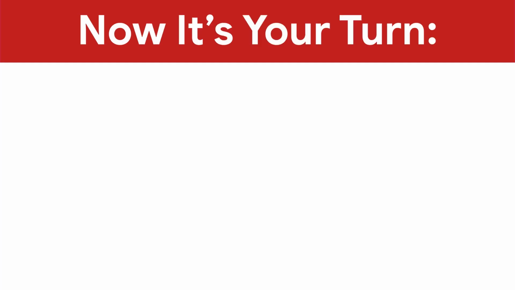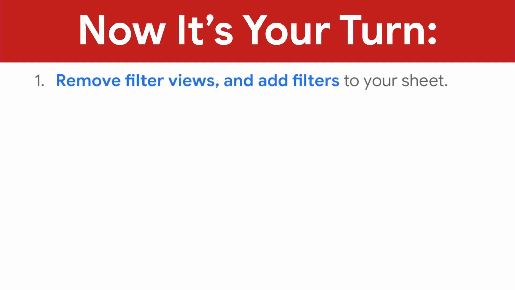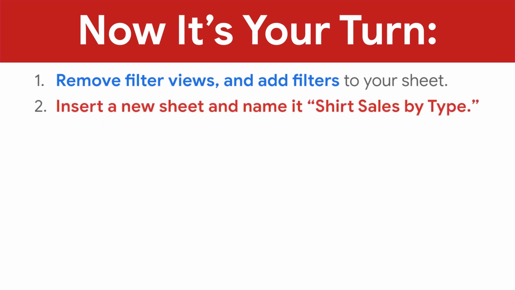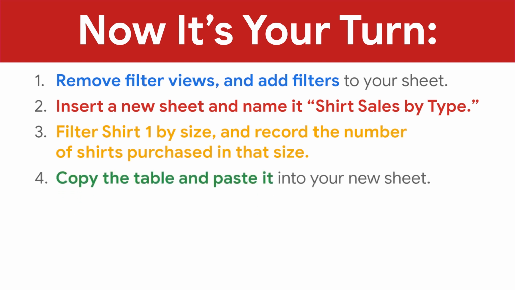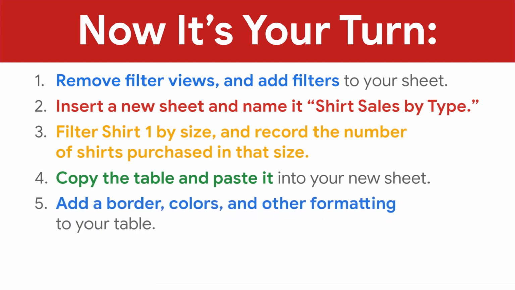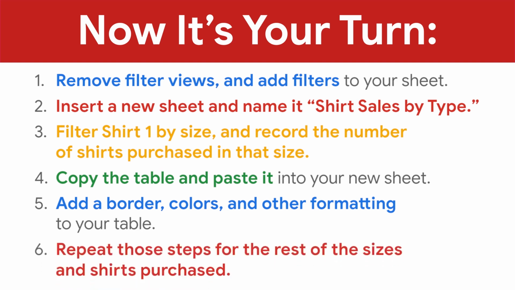Now it's your turn. Remove filter views and add filters to your sheet. Insert a new sheet and name it Search Sales by Type. Filter Shirt 1 by size and record the number of shirts purchased in that size. Copy the table and paste it into your new sheet. Add a border, colors, and other formatting to your table. And repeat those steps for the rest of the sizes and shirts purchased.